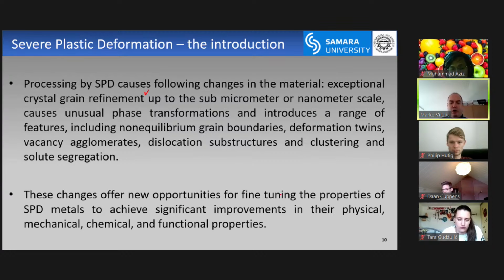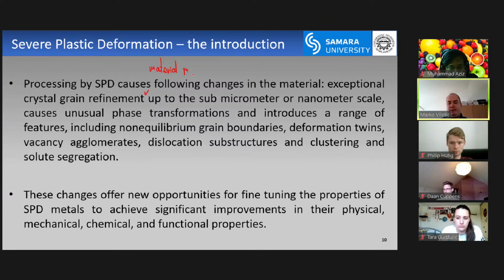And these changes offer new opportunities for fine-tuning the properties of SPD metals to achieve significant physical, mechanical, and chemical functional properties. So the main goal of processing by severe plastic deformation is material property.